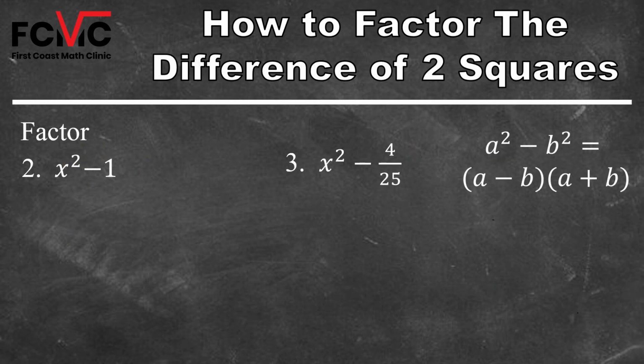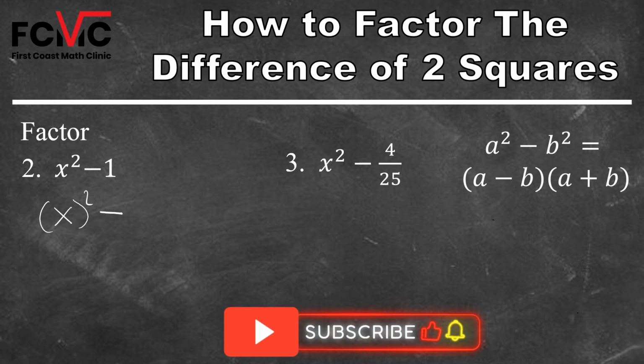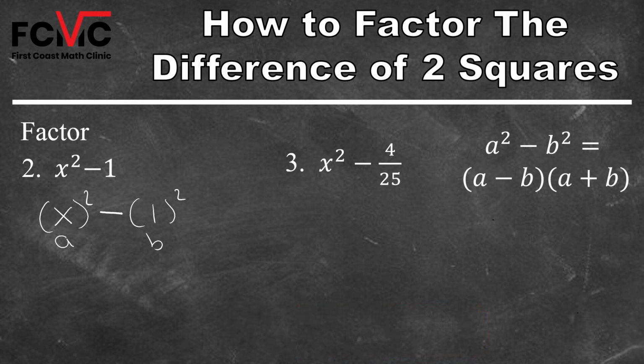So example 2, we've got x squared minus 1. What are we squaring to get x squared? We're squaring x. What are we squaring to get 1? We're squaring 1, so that's our a, that's our b. So this is the difference of squares, and we can write this as x minus 1 times x plus 1 to factor.